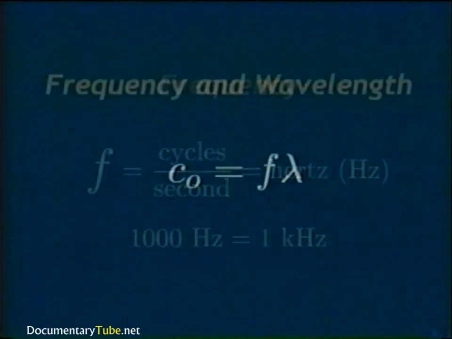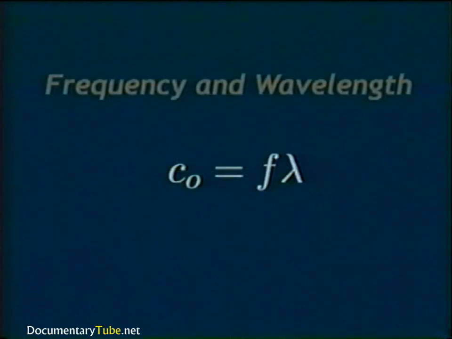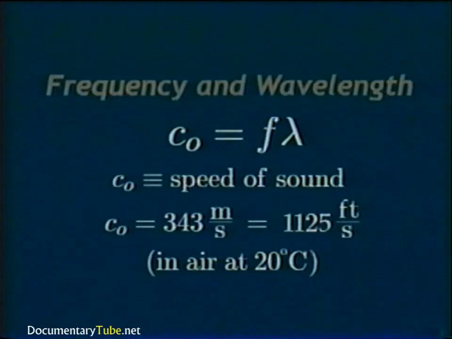Frequency is inversely proportional to wavelength. An equation relating the two parameters is c0 = f λ. c0 is the speed of sound in the medium. In air at a temperature of 20 degrees Celsius, the speed of sound is 343 meters per second. This equation implies that longer wavelengths are associated with lower frequencies, and shorter wavelengths are associated with higher frequencies.